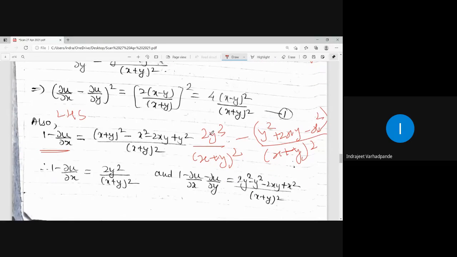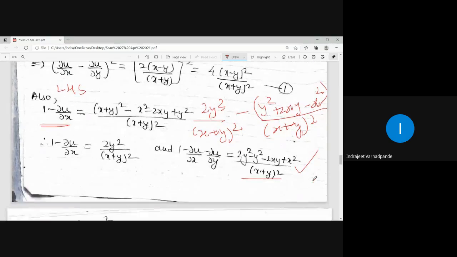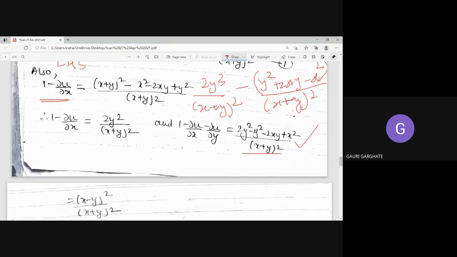Now internal signs will be changed. So the common denominator written is x plus y whole square, 2y square minus 2xy plus x square. Right? Clear about this? So you are getting this as 1 minus del u by del x minus del u by del y. So what is it giving you? y square minus 2xy plus x square upon x plus y whole square.